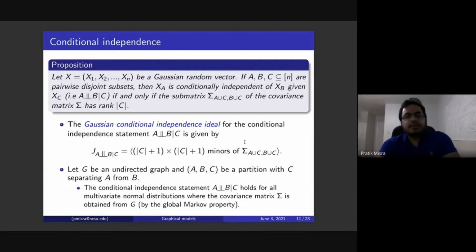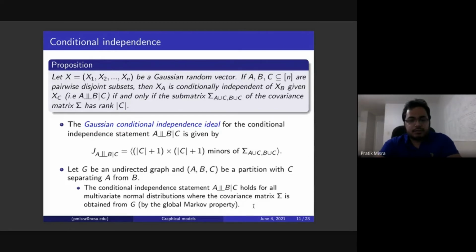Now, using this, we have something called the Gaussian conditional independence ideal. That is defined for every conditional independence statement, and it is the ideal generated by all the cardinality of C plus 1 minors of sigma A union C, B union C. If we have an undirected graph G, and a partition A, B, C with C separating A from B, then the conditional independence statement, A independent of B given C, holds for all multivariate normal distributions where the covariance matrix sigma is obtained from the graph.